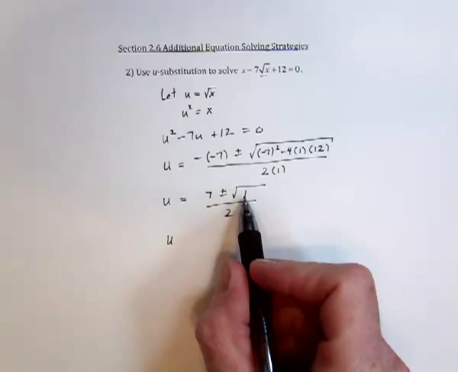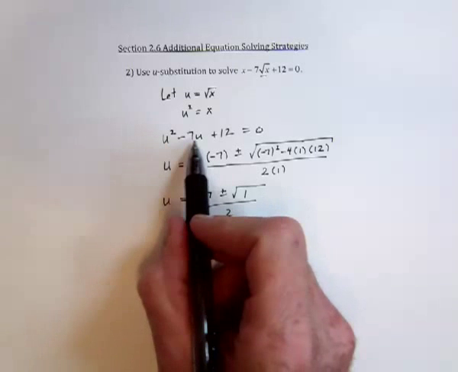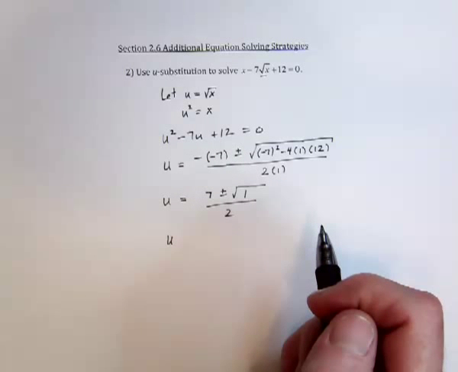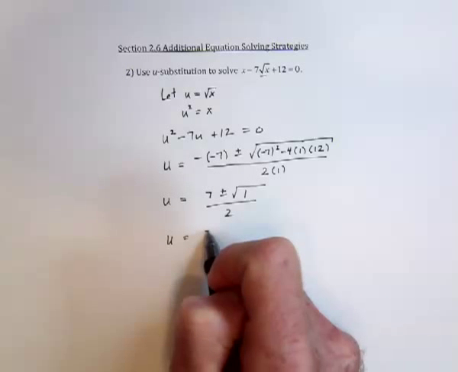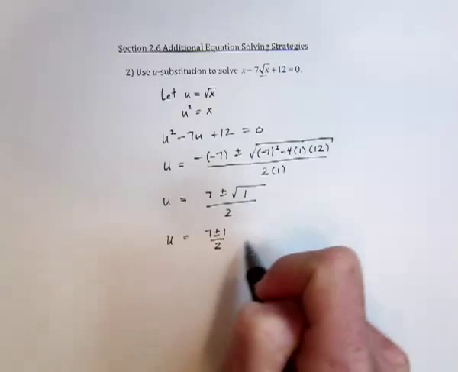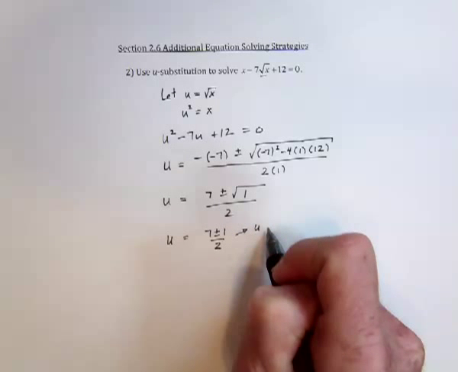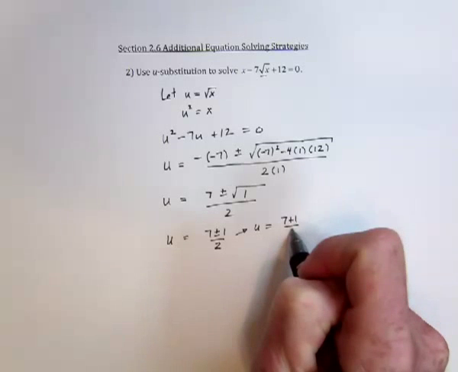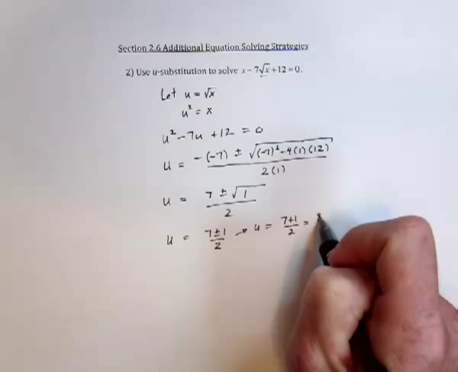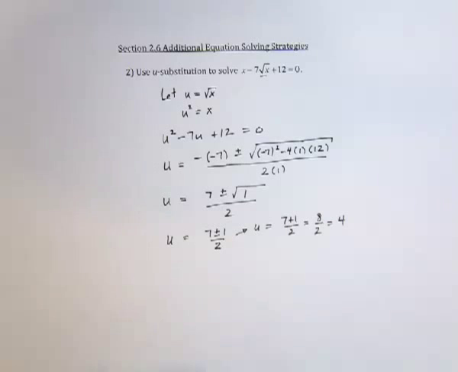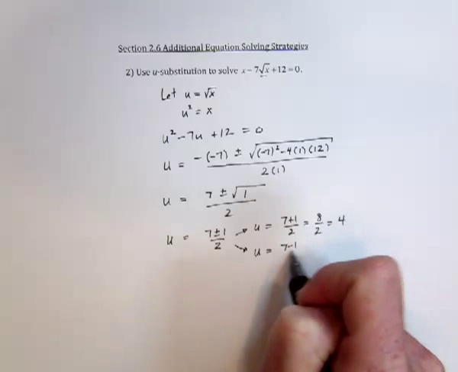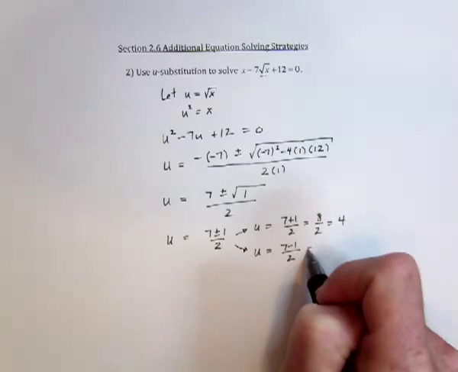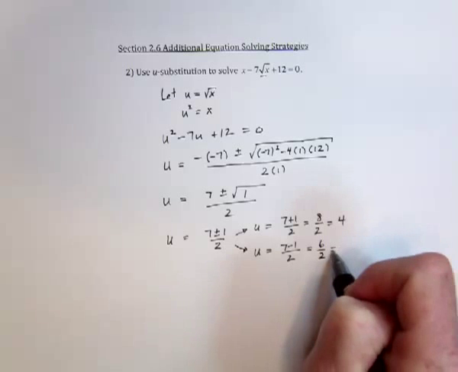And when it turns out that the discriminant is a perfect square, that's an indication that at this point we could have factored it instead of using the quadratic formula. But that's alright, we're almost done. So we've got 7 plus or minus a 1 divided by 2. So two possibilities. u is equal to 7 plus 1 divided by 2, which would be an 8 divided by 2, or 4. Or the other possibility is that u is equal to 7 minus 1 divided by 2, or a 6 divided by 2 is 3.